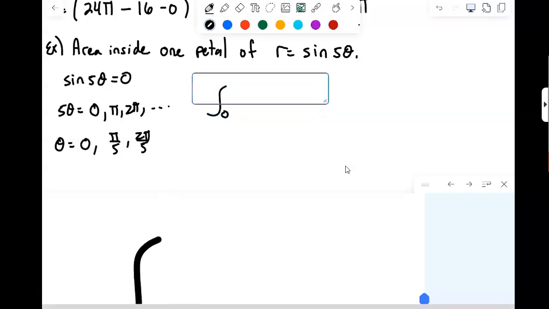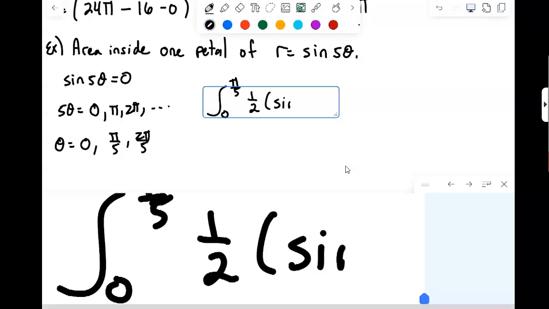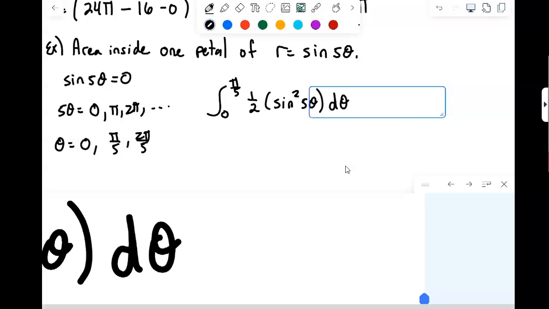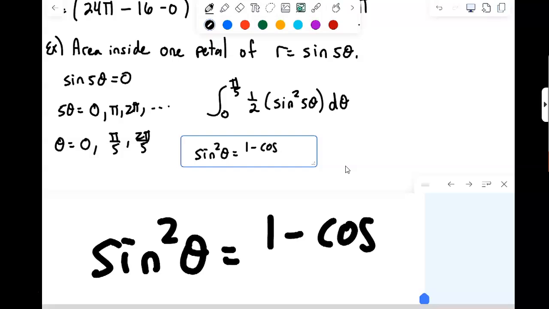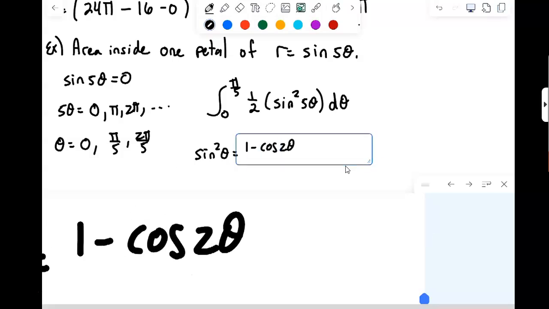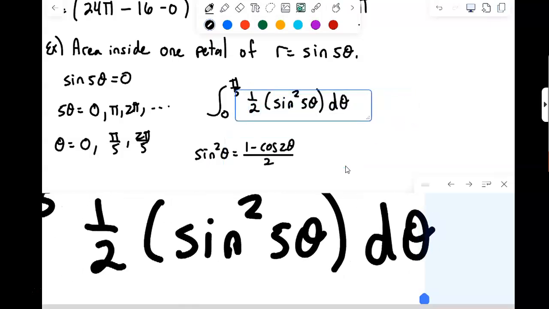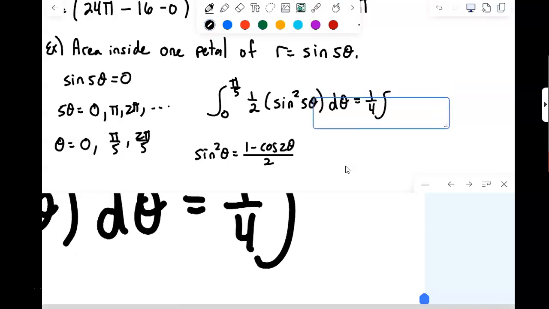We set that up: integral 0 to pi over 5 of 1/2 my function squared, which should be sine squared of 5 theta d theta. To do that, we need to convert it over to cosine. Remember, sine squared of something is 1 minus cosine of twice the angle over 2. That means I'm going to need a 1/2 involved. So I'm going to put that 1/2 with the other 1/2 to form a 1/4 on the outside.